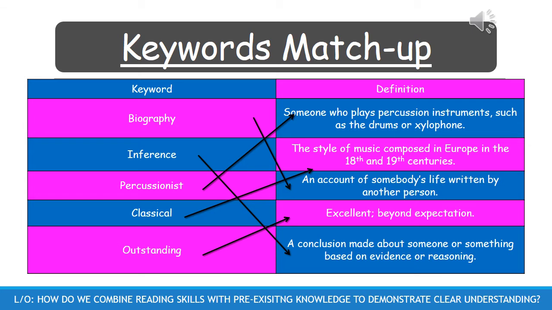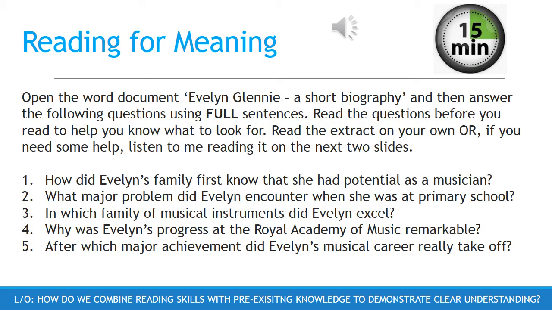Now you're going to need those keywords and those definitions for when we read our piece of writing, our biography. Now I'd like you to open the Word document, Evelyn Glennie, A Short Biography. Read it through and then answer the following questions in full sentences. I recommend that you read the questions before you read so that you know what you're looking for as you're going through it. I'd like you to try and read the extract on your own, but if you need some help, listen to me reading it on the next two slides. What you could do is try and get the answers without hearing me read it and then come back and listen to those slides again if you need to, okay?